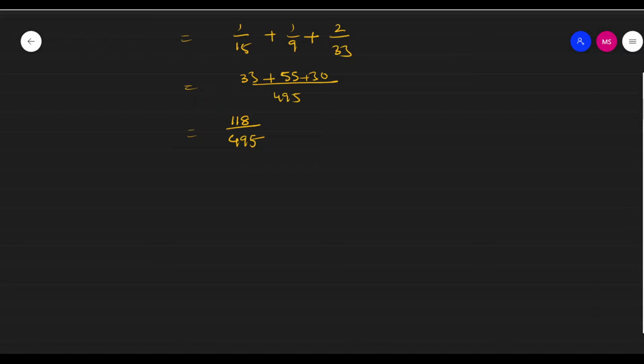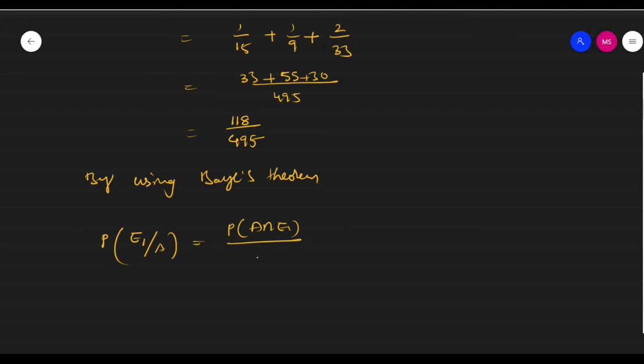Now I will finally calculate the posterior probability, nothing but the inverse probability, by using Bayes' theorem. So first, select P of E1 given A. This is the inverse probability. Here you take the inverse probability, meaning P of E1 given A. What is the formula for P of E1 given A? P of A intersection E1 by P of A. This is the formula.